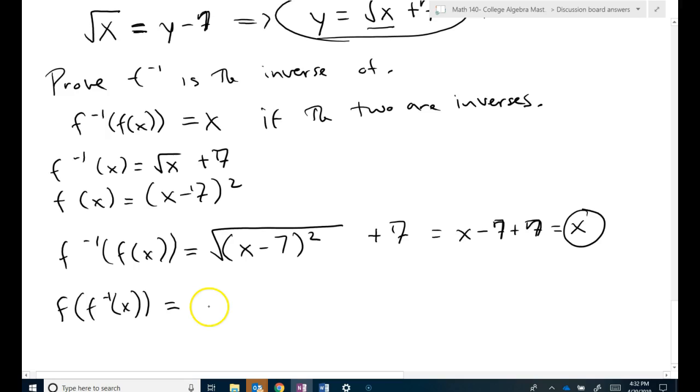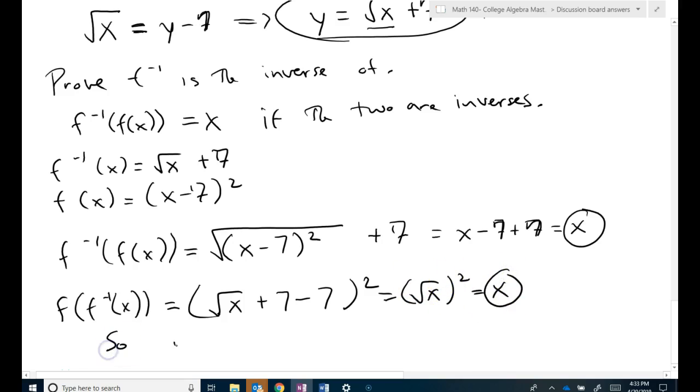So that means we have f of f inverse, which is the square root of x plus 7, minus 7, squared, which equals the square root of x squared, which just equals x, right? So f and f inverse are inverses. That's how we prove that these two are actually inverses. All right? So there we are.